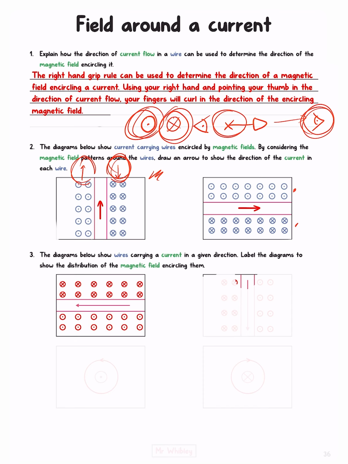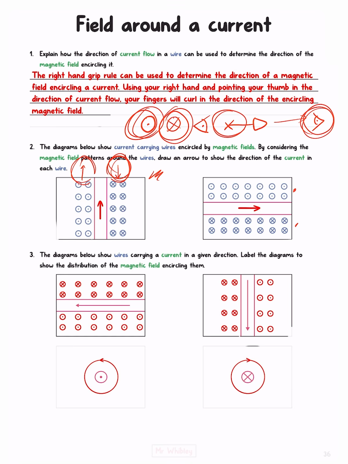For our next example, we have our current going downwards. Getting our right hand and pointing our thumb downwards, your fingers will curl into the page on this side, so we draw our X's, and they'll curl out of the page on this side, so we draw our dots. In our next example, we just have a dot, which indicates that our current is coming out of the page. If we take our thumb and point it out of the page, your fingers will curl counterclockwise. Similarly, in this example, we have the current going into the page. If you take your right hand and point your thumb into the page, your fingers are going to curl clockwise.